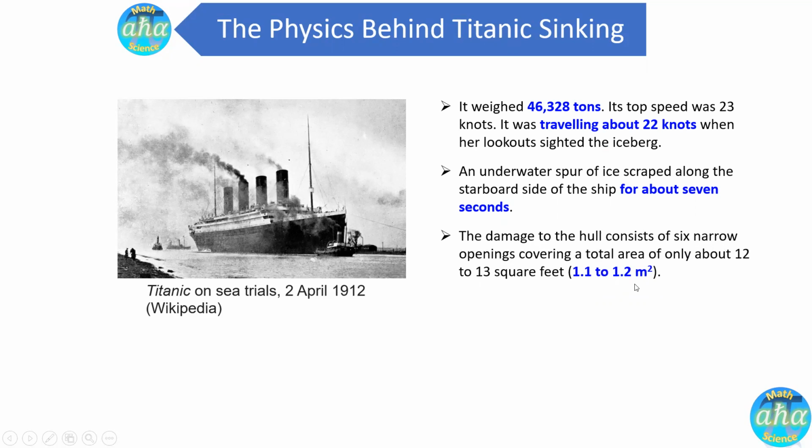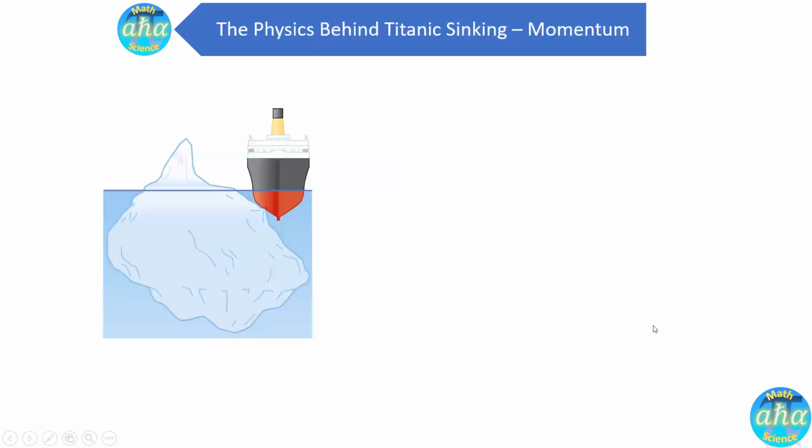So this is a very small area during the impact, because the openings are long but very narrow. So the total area is rather small. These are the key pieces of information: the mass of the ship, the speed of the ship when the collision happened, the time or duration of the collision, 7 seconds, and the impact area. These are all the information we need in order to do simple calculations to figure out the physics behind the sinking of the Titanic.